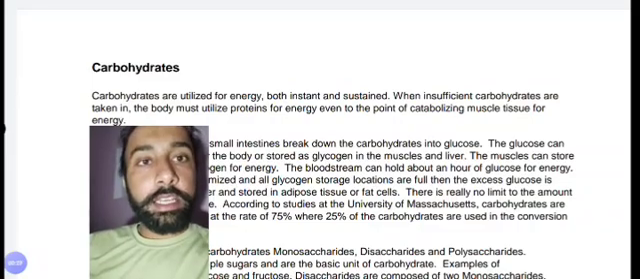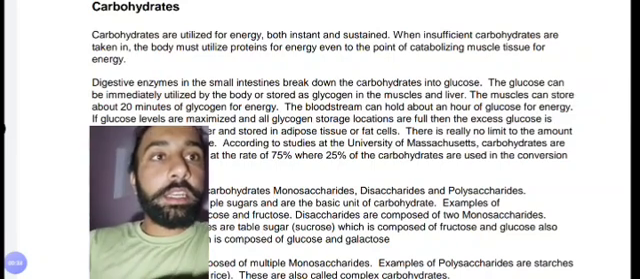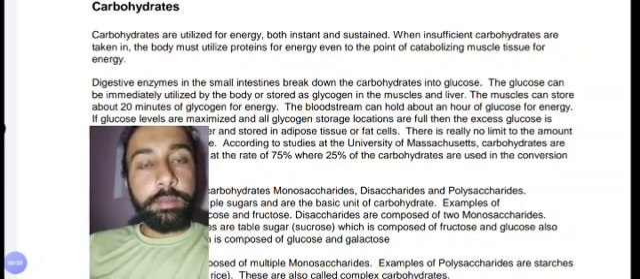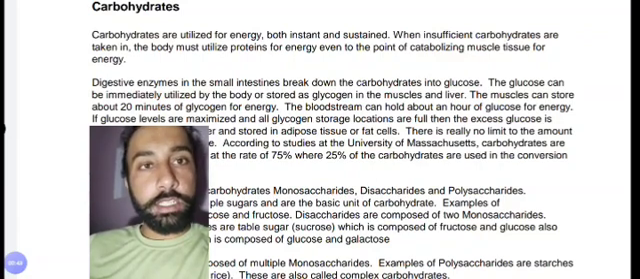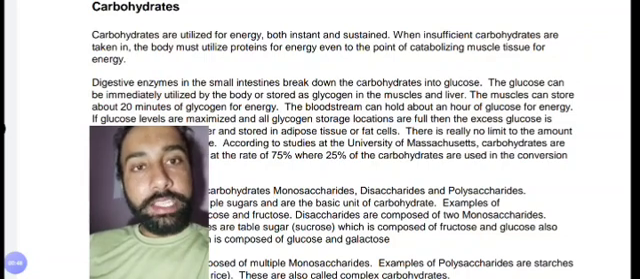So carbohydrates are utilized for energy, both instant and sustained. When insufficient carbohydrates are taken in, the body must utilize proteins for energy, even to the point of catabolizing muscle tissue for energy. So carbohydrates provide instant energy to our body, right?